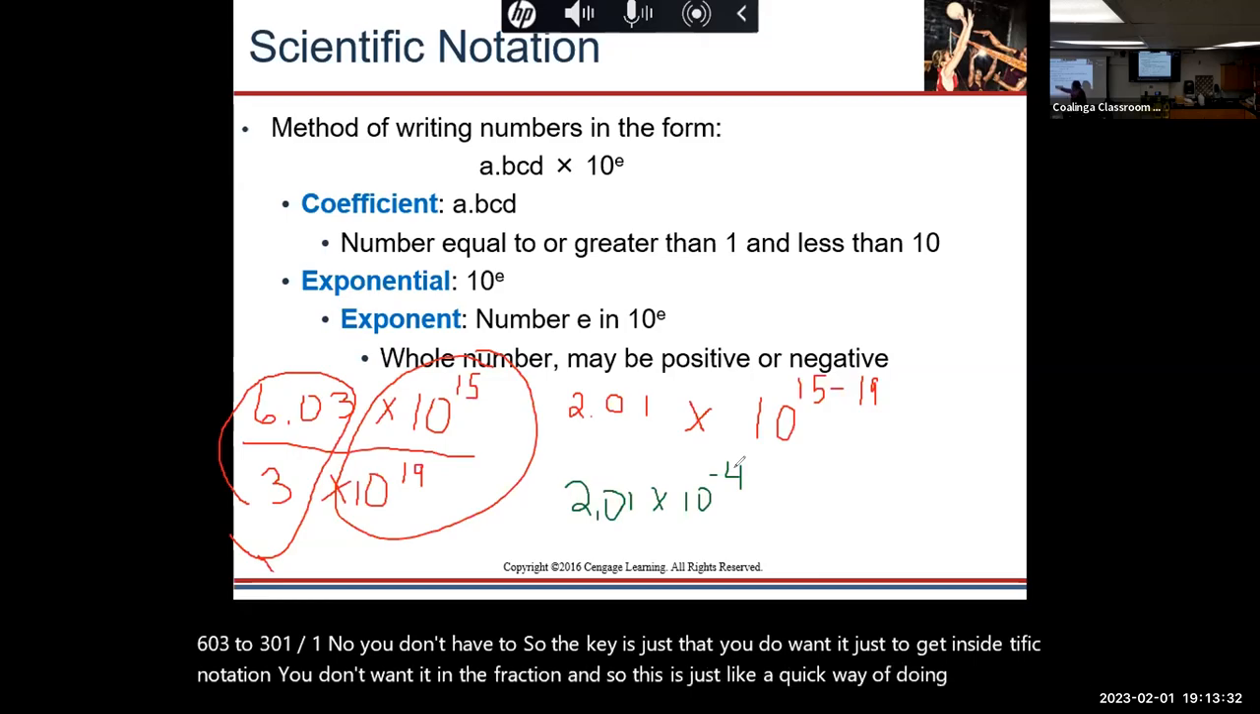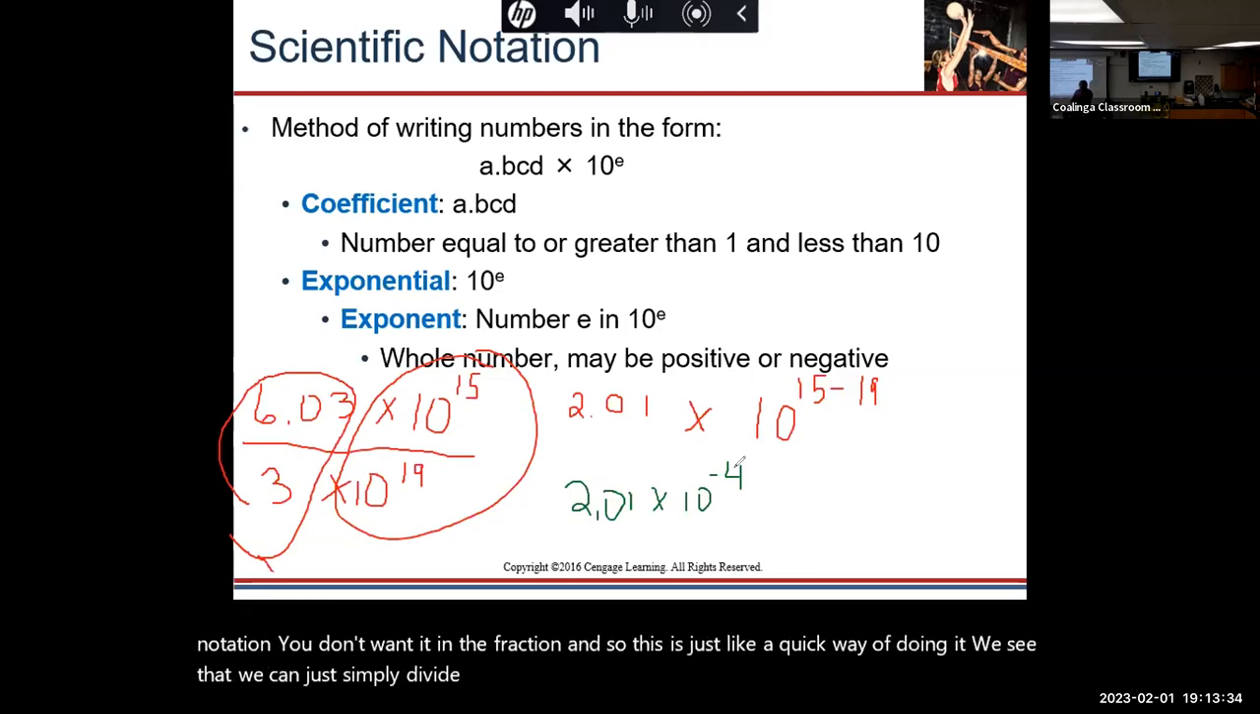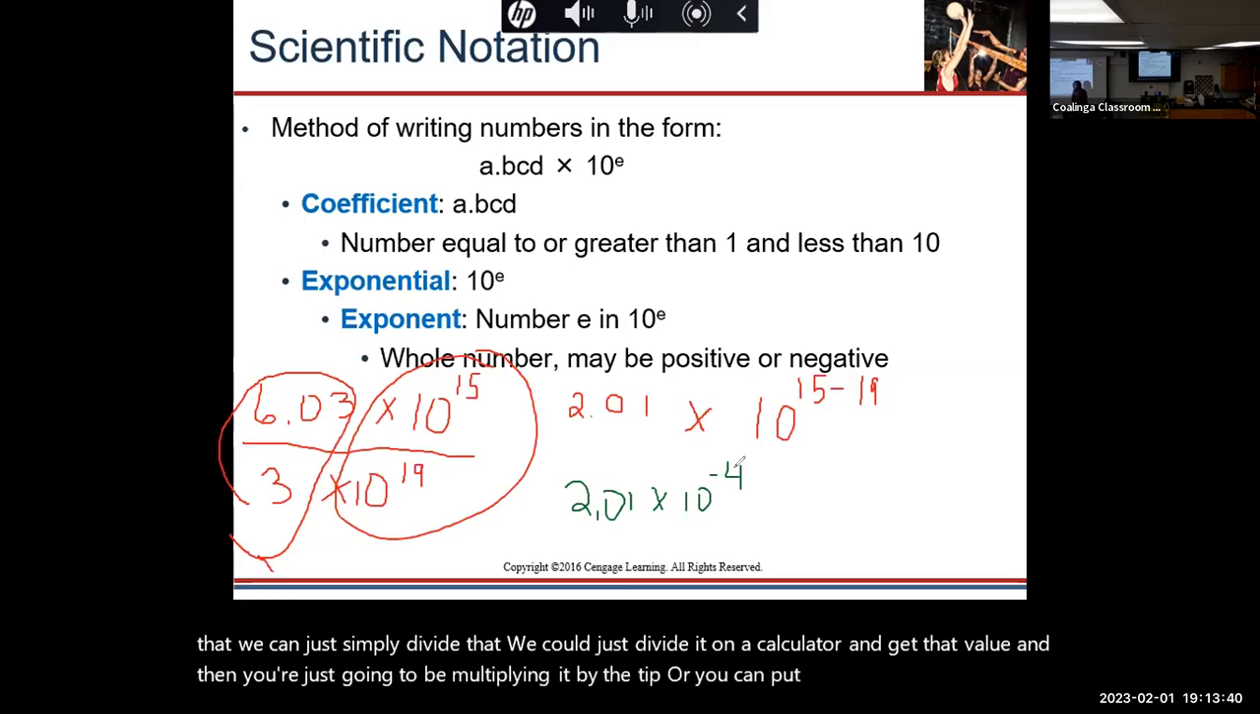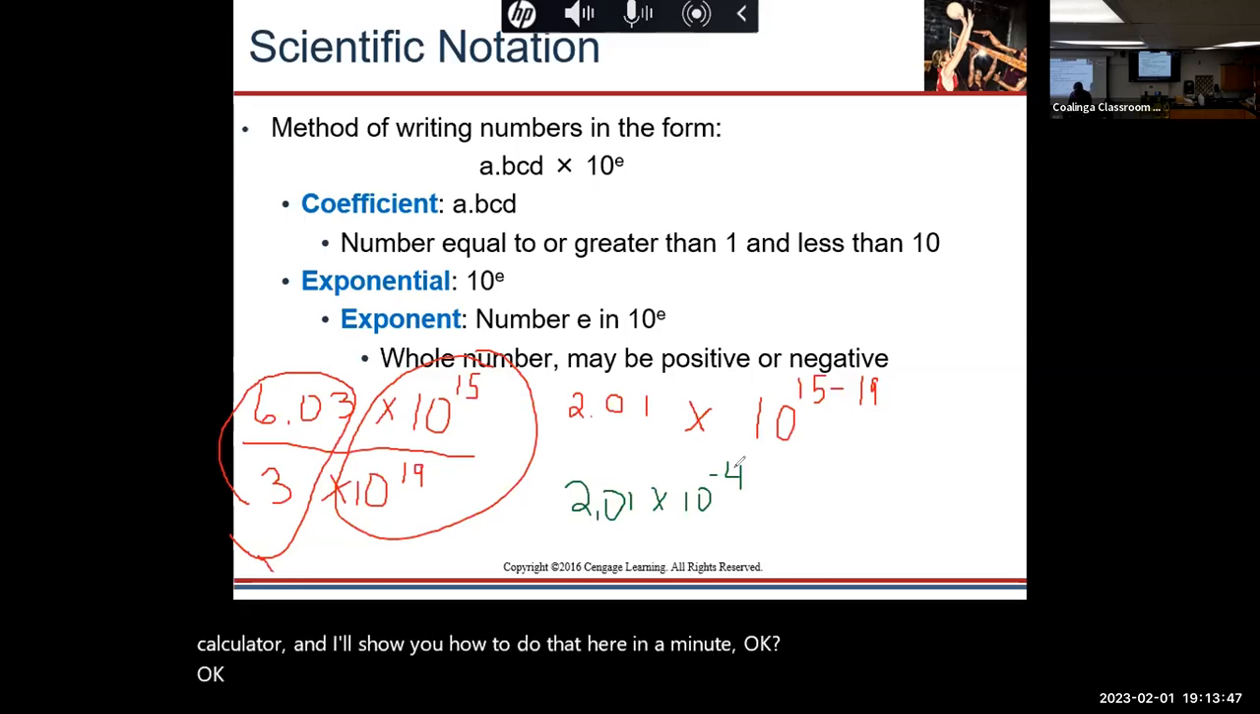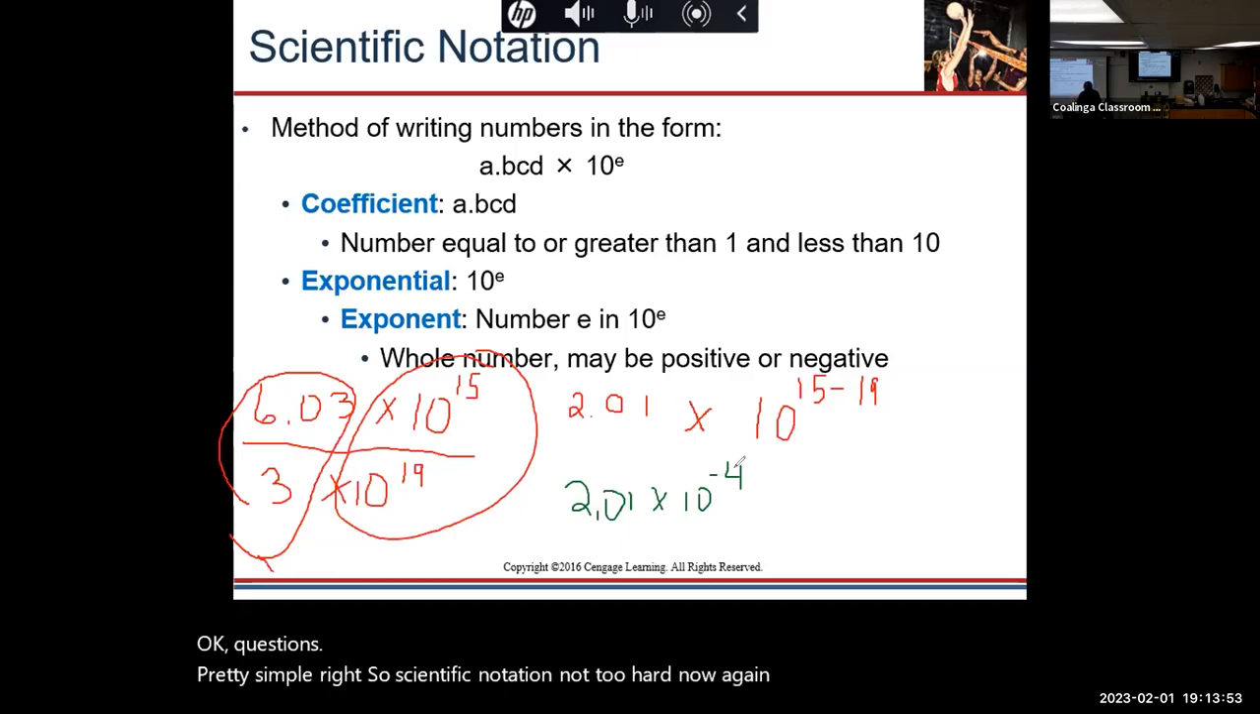We see that we can simply divide that on a calculator and get that value, and then you're just multiplying it by 10 to the power. Or you can put it all into a calculator, and I'll show you how to do that here. Okay. Questions? Pretty simple, right? So scientific notation, not too hard. Again, scientific notation keeps us from having to write down all those zeros, right?